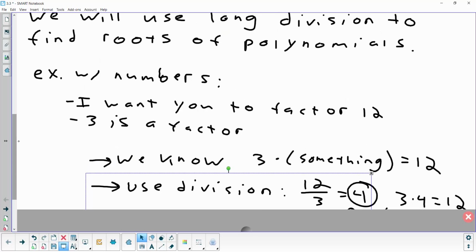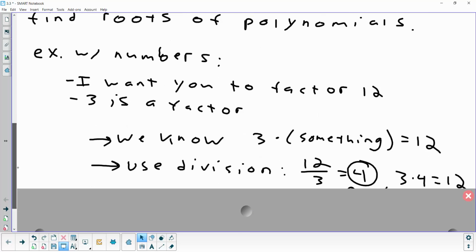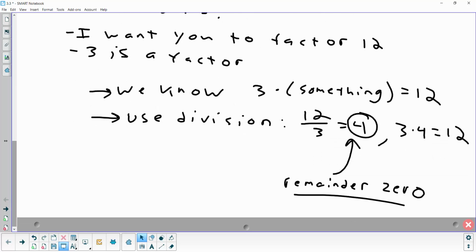All these ideas are going to apply to polynomials. We're going to be looking for remainders of 0, and that will tell us if something is a factor of something else. Looking at the remainder, that's important.